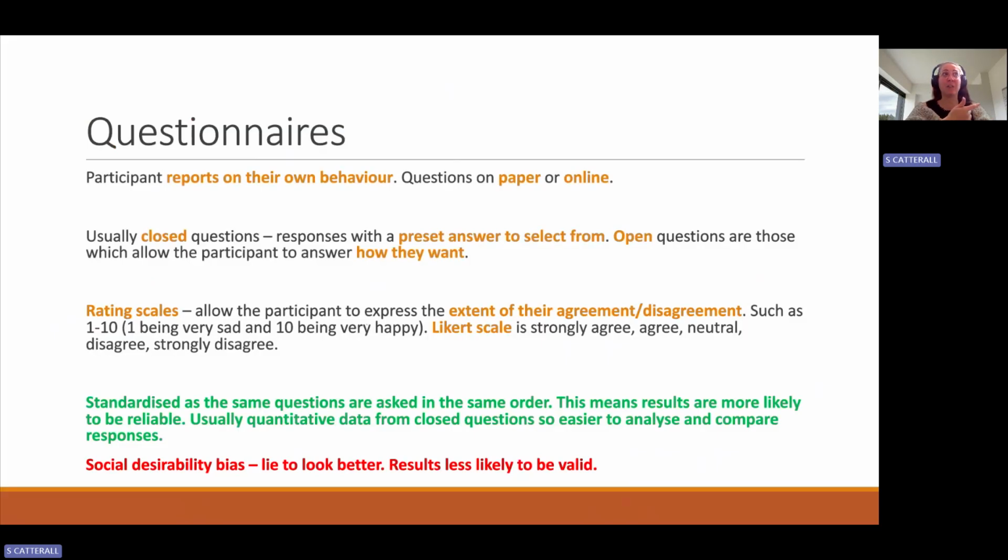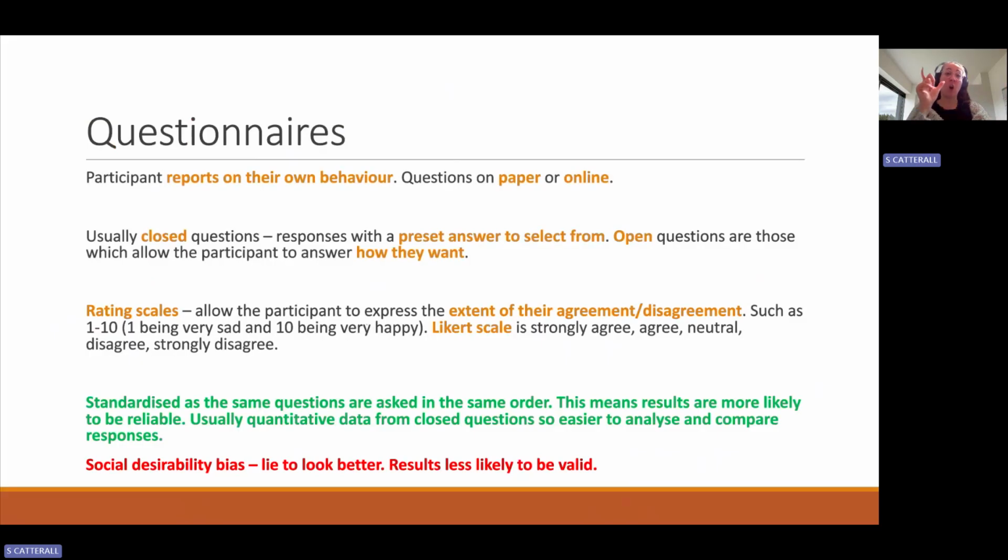Also on this one, you might have ambiguous questions that people don't understand what they mean, so that they misinterpret the question, therefore they'll give an invalid response.